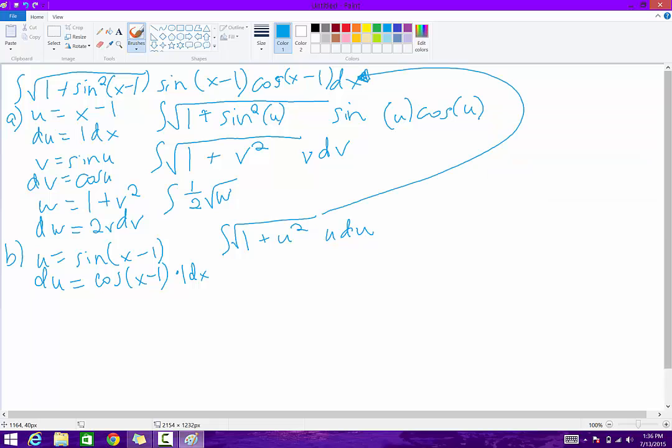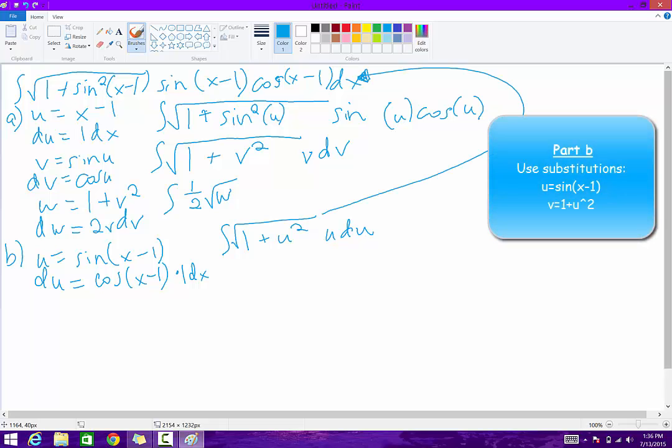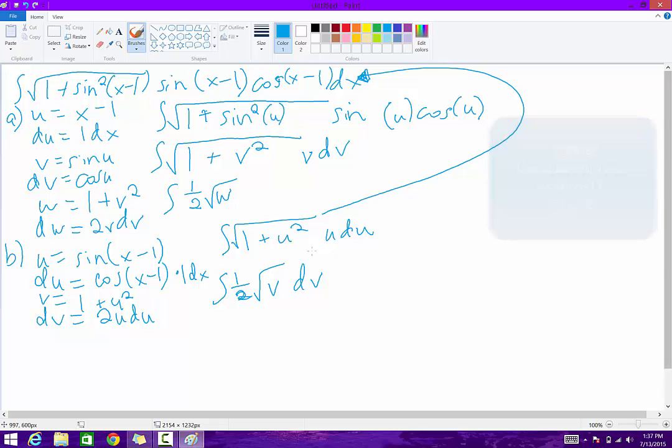Next, we will perform the substitution v equals 1 plus u squared. dv would equal 2u du. Using this substitution, we would have the integral of 1/2 square root of v dv. Using substitutions from part A and part B, we can evaluate the integral.